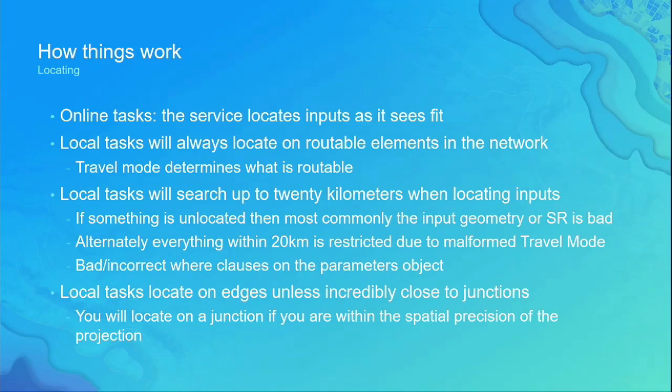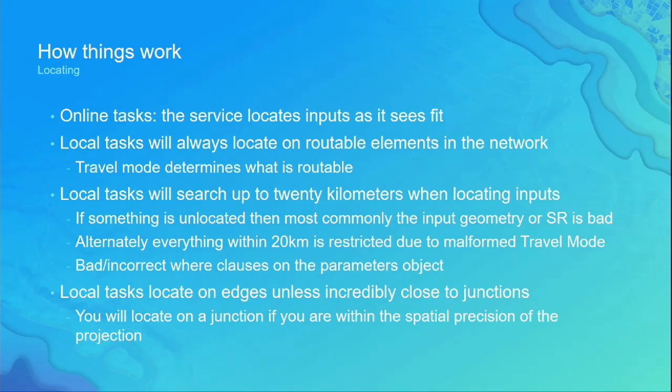If you've made your own travel mode, you might have accidentally restricted everything by saying all these things are restricted, and we can't actually find something to locate on within 20 kilometers. If you're playing around with where clauses in your data, and you'll see those when you look at the parameters objects, you might have accidentally made everything in your underlying data set restricted and you can't locate on anything.